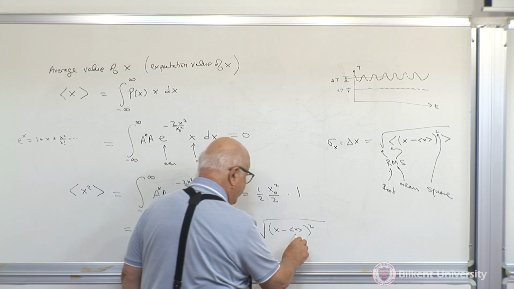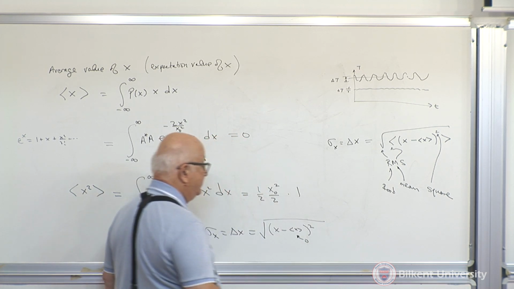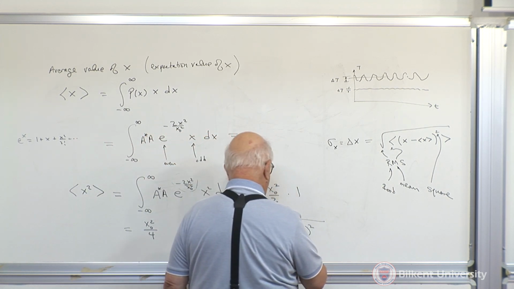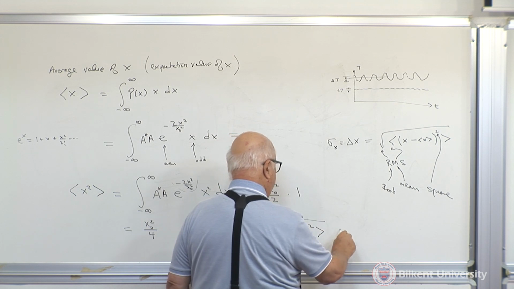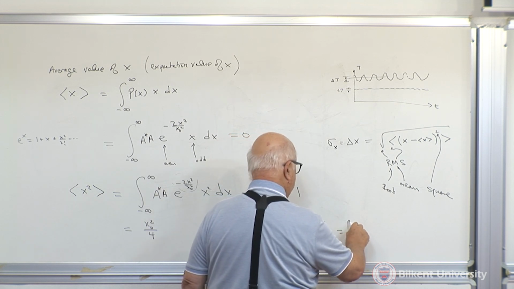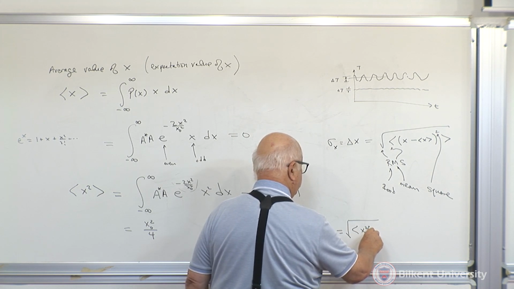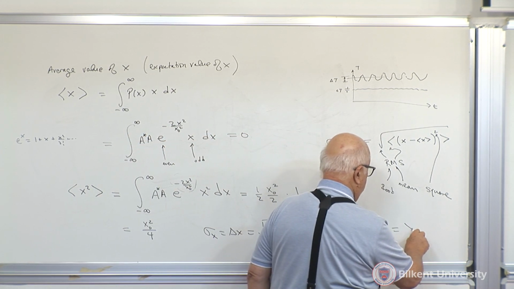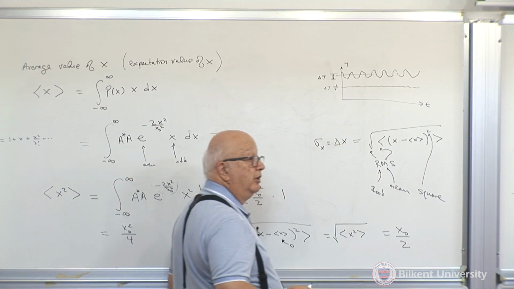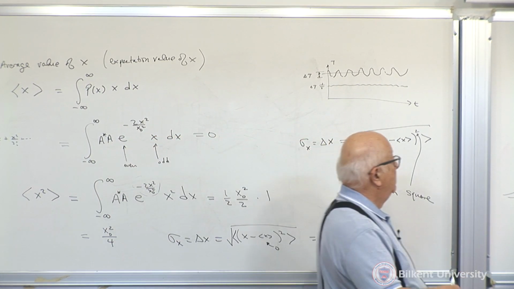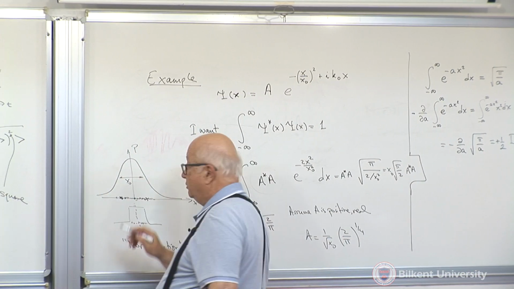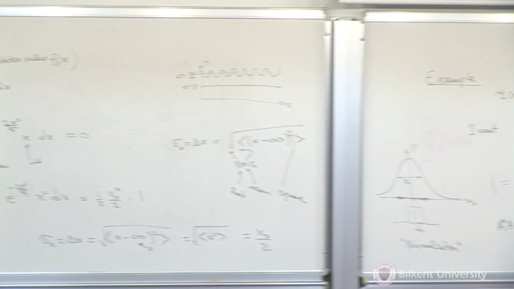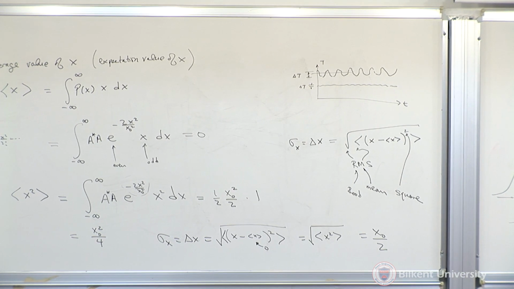Well, in this particular case, the average value of x is equal to 0. So it's just going to be the square root of the average of x squared, which is x0 over 2. Apparently, if I just evaluate all my measurements, sum them up, and find the standard deviation, the statistical deviation, that's what I'm going to get.